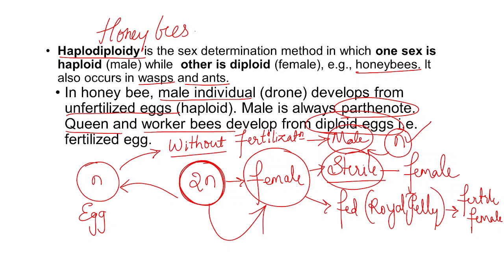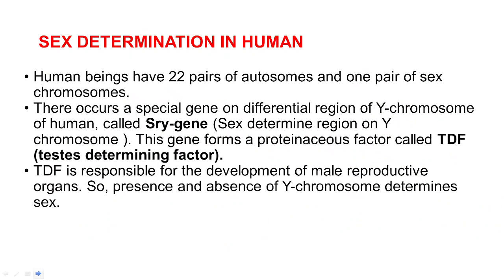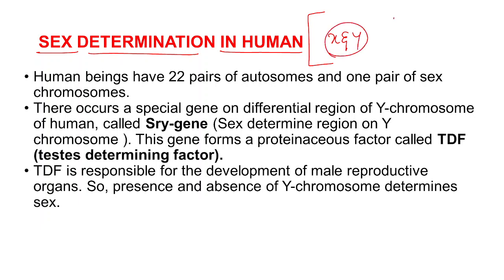Next one, coming to the most important point, that is about human beings. Sex determination in human beings. As we have already studied in the previous slide, in case of human beings, sex determination takes place with the help of sex chromosomes, that is X and Y. If along with the autosomes, X and X are present, then it will lead to what? The female individual, and the male will be produced by means of what?